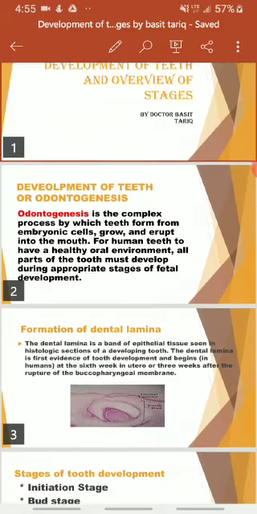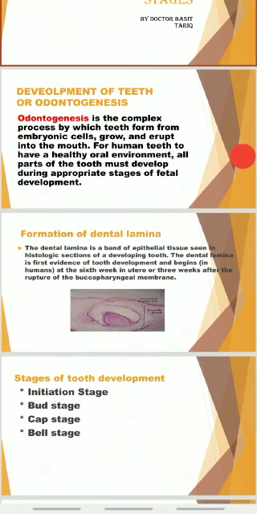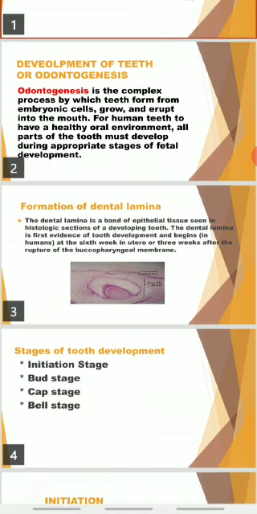Well, after this, there is formation of the dental lamina. Dental lamina is a band of epithelial tissue. It is the first evidence of tooth development in the human baby body. It begins in humans at the sixth week in utero, and 3 weeks after the rupture of the buccopharyngeal membrane.